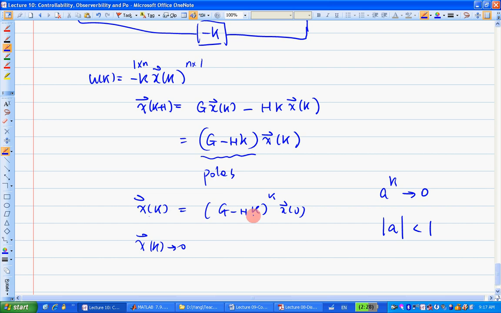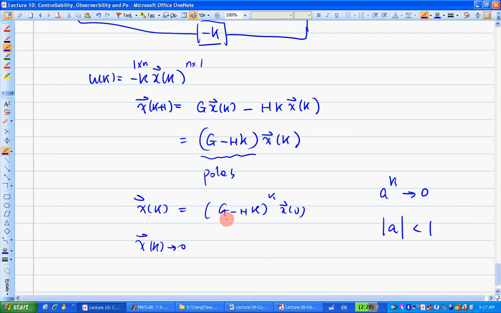Yeah. So in this particular case, G minus HK is a matrix, not a scalar. So the eigenvalues of G minus HK, the magnitude of the eigenvalues, have to be less than 1. Basically, the poles of this matrix need to be within the unit circle. And the second question is, what makes this go to 0 faster? When the a value is close to 0, right?